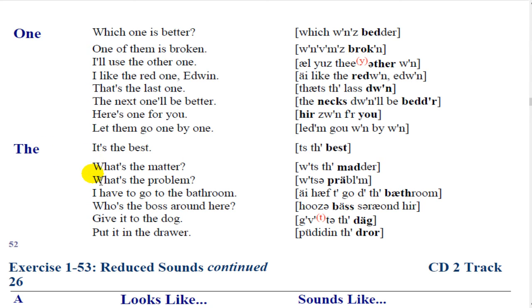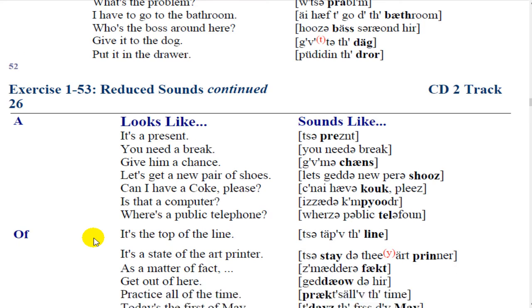It's the best. What's the matter? What's the problem? I have to go to the bathroom. Who's the boss around here? Give it to the dog. Put it in the drawer.